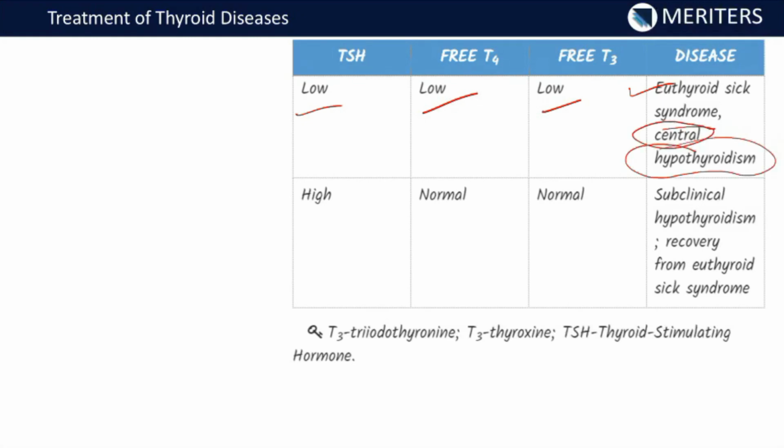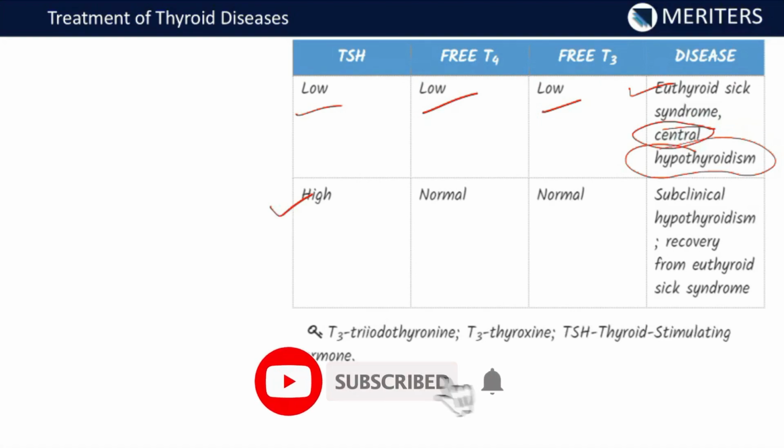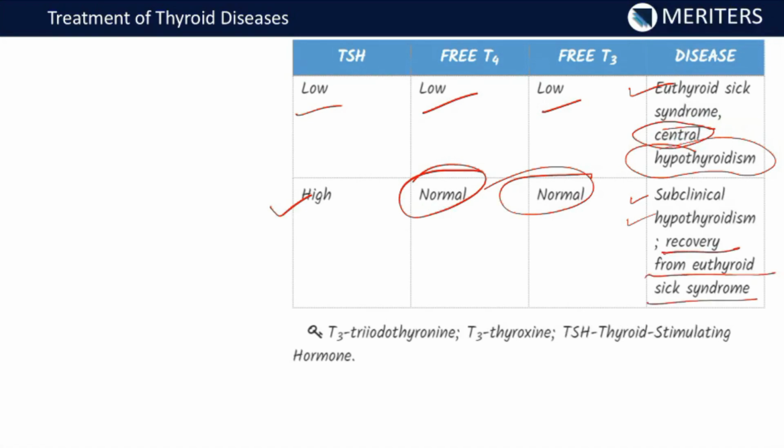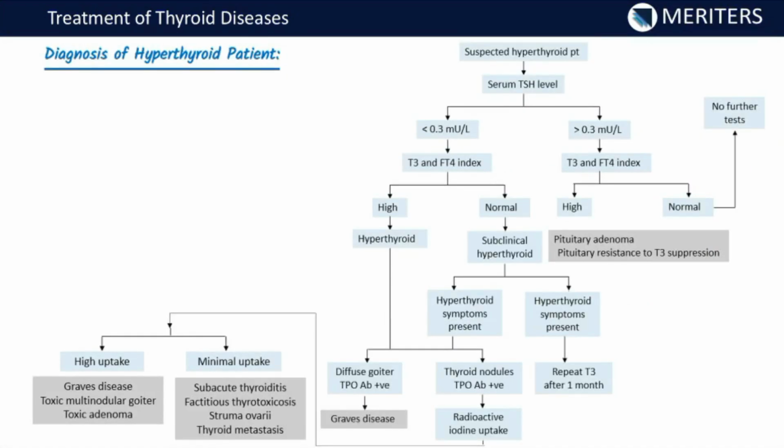Now when your TSH is high and T3 and T4 are normal, what is that condition? That condition is subclinical hypothyroidism. Or if that is not the condition, then it could be the recovery from euthyroid sick syndrome. Now next is this flow chart.